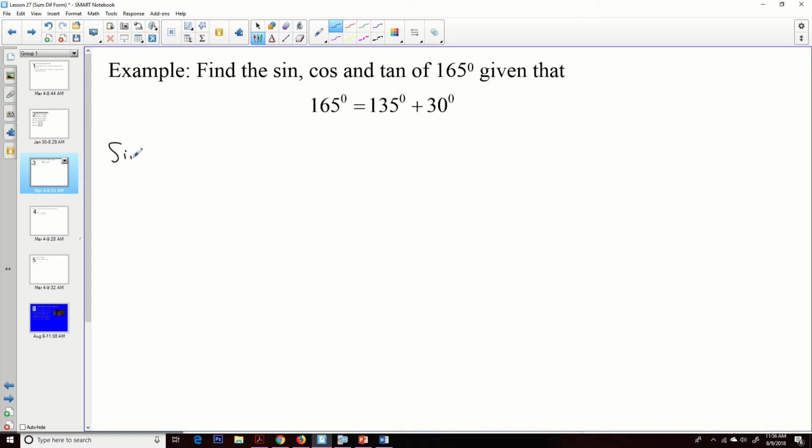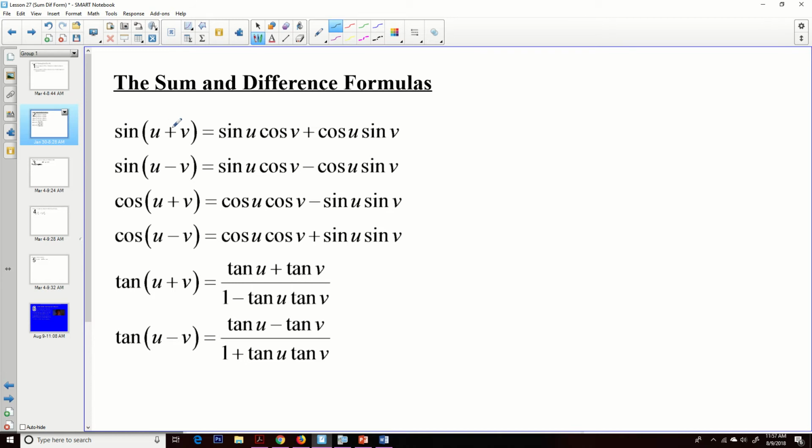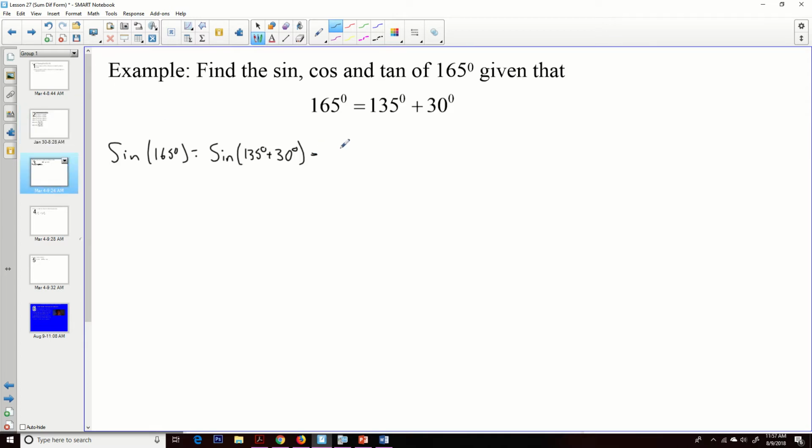They want us to find the sine of 165 degrees, which we know is the same as the sine of 135 degrees plus 30 degrees. Now, this particular expression is a sum formula. It's a sine of a sum. So I come back up here. Here's the sine of a sum, and the sine of the sum is sine u cosine v plus cosine u sine v. Okay, we can do that. So this becomes sine 135 degrees cosine 30 degrees plus the cosine of 135 degrees sine of 30 degrees.